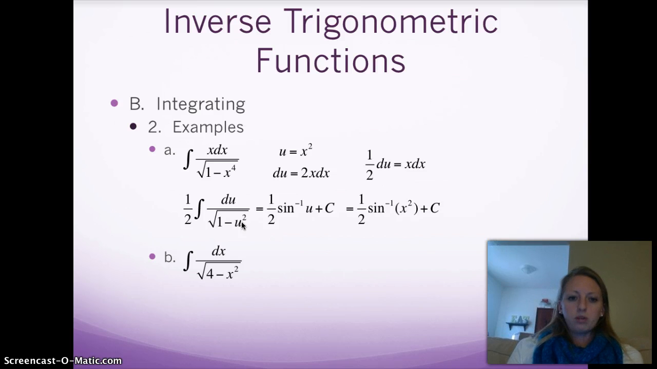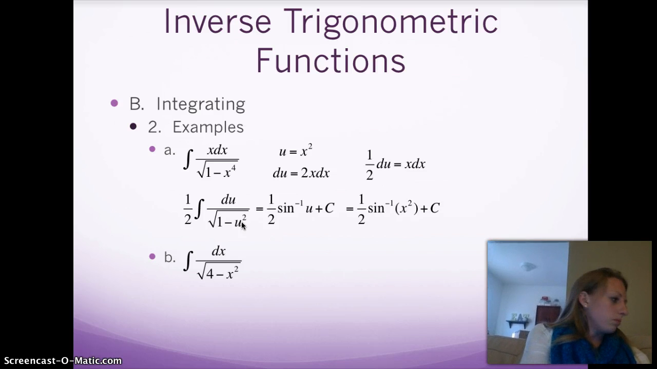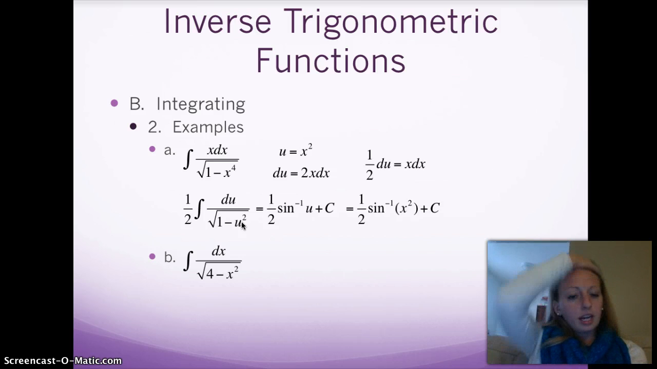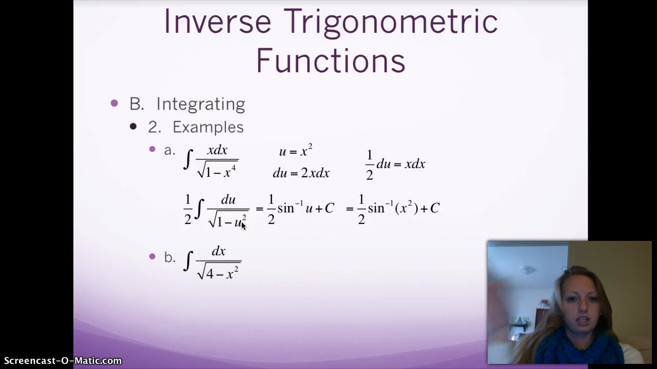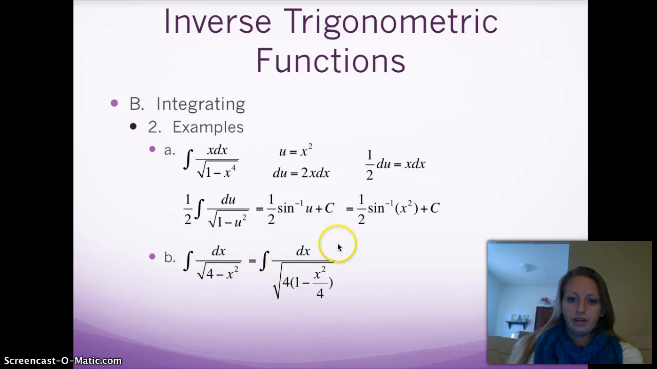Okay, next one. What does this one most closely replicate or look like? Again, you should be thinking it looks most like sine inverse. Remember I said sine inverse will show up a lot. However, this time we have this 4 here. We can't have a 4 there. We need it to be a 1. So how do I get a 1? Well, you're going to factor out a 4 to start. So factor out a 4.